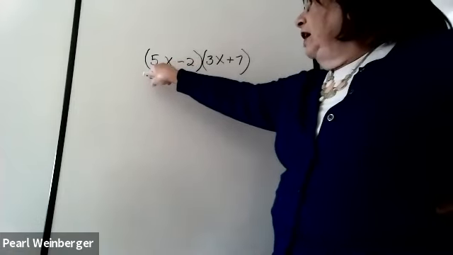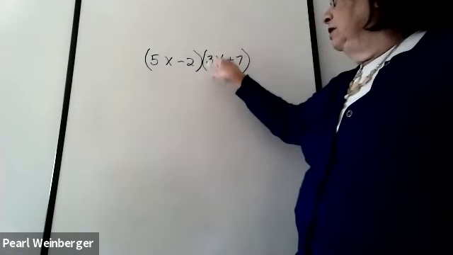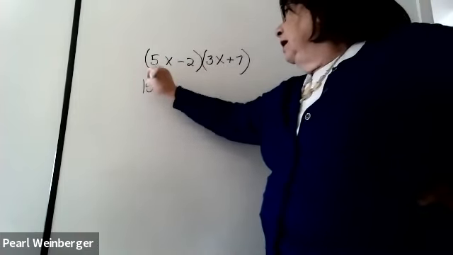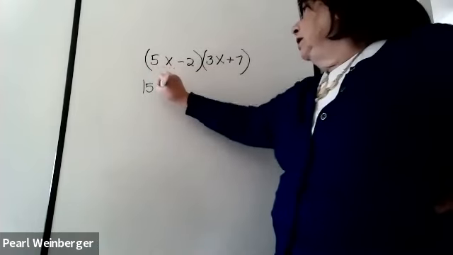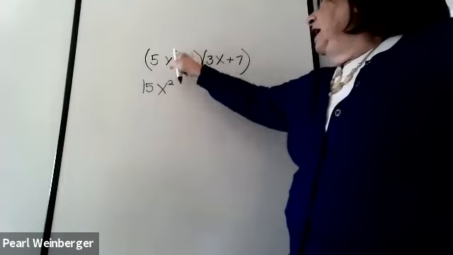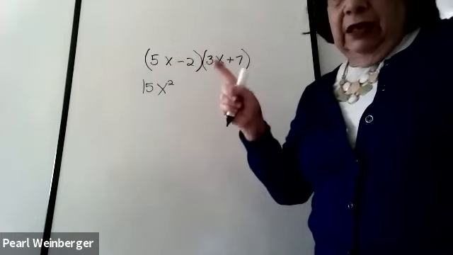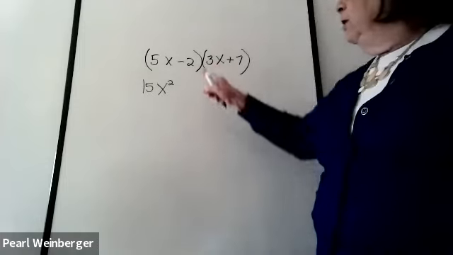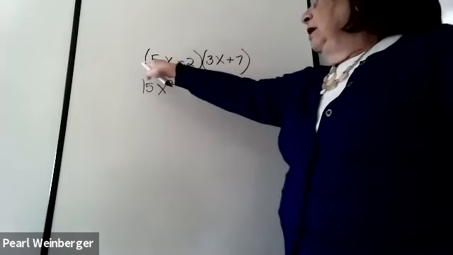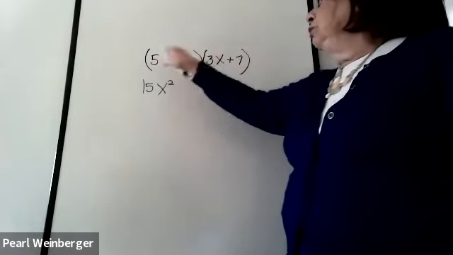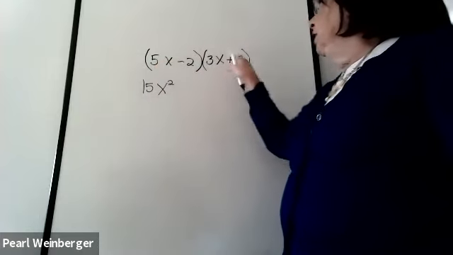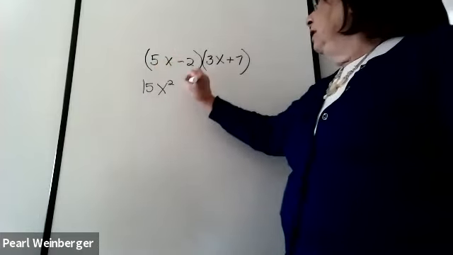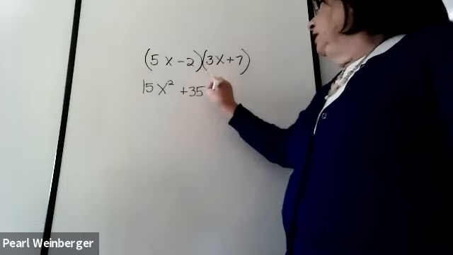In other words, I'm going to take the 5x and multiply it by 3x. So 5 times 3 will give me 15. x times x gives me x squared. Remember, any letter that doesn't have an exponent, it's understood that its exponent is 1. So 1 plus 1 would give us 2. So we multiply the 5x times the 3x. We now go back and take the 5x and multiply it by the 7. So 5 times 7 is 35. There's only one x here, so I just bring it down.